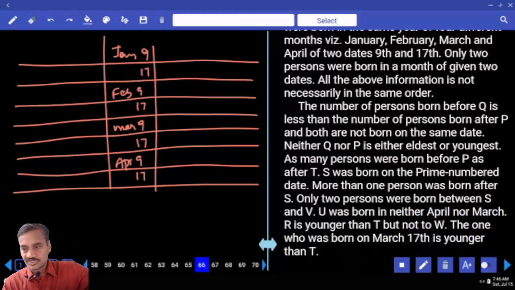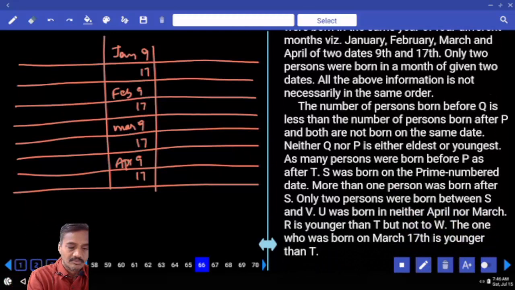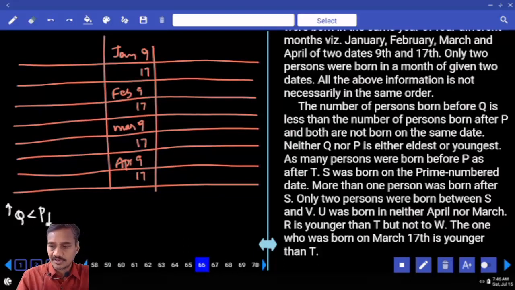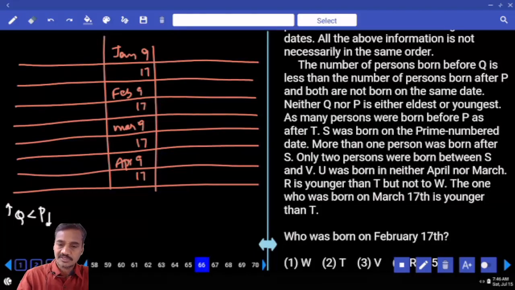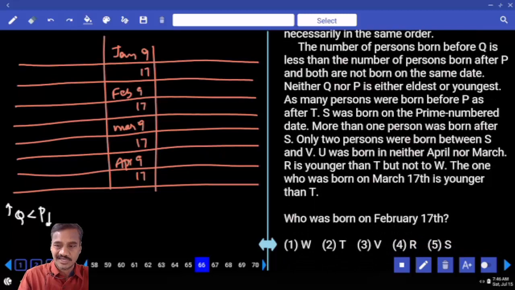The number of persons born before Q is lesser than the number of persons born after P. P and Q were not born on the same date. That means if one of them is born on the 9th, the other one is born on the 17th of a different month. Neither Q nor P is either the eldest or the youngest.